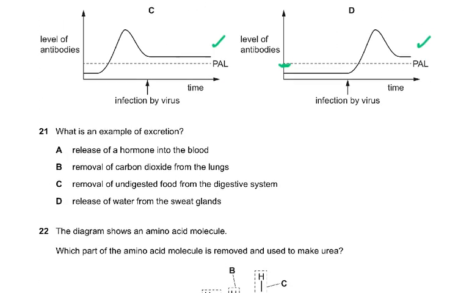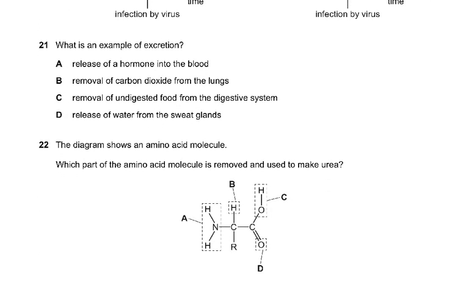Then coming to question number 21. What is an example of excretion? Release of hormone into the blood, no, that is secretion. Removal of carbon dioxide from the lungs, yes, because it's a metabolic waste. So that is why the answer to this would be B.